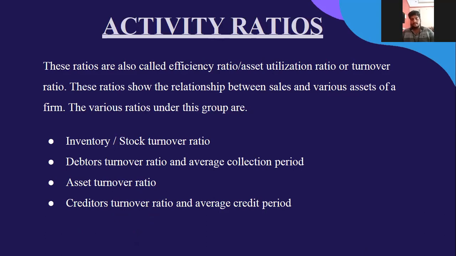Activity ratios. These ratios are also known as efficiency ratios, asset utilization ratios or turnover ratios. These ratios show the relationship between sales and various assets of a firm. The various ratios under this group are inventory or stock turnover ratio, debtors turnover ratio, average collection period, asset turnover ratio, creditors turnover ratio, and average credit period.